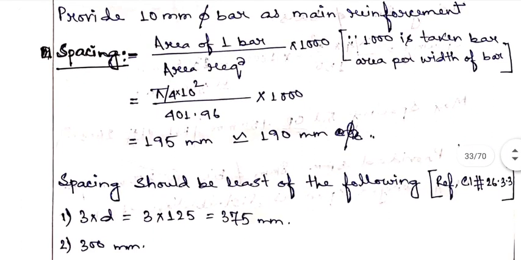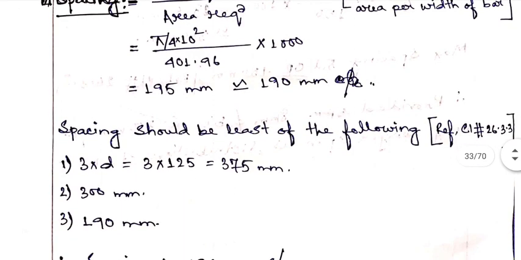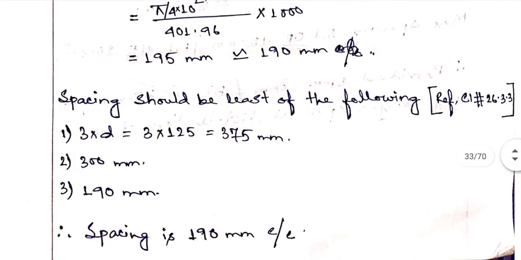Now spacing should be the least of the following, as per clause number 26.3.3: 3 into effective depth, that is equal to 3 into 125, that is 375 mm, or 300 mm, or 190 mm which we got from here. From these three, the least value is 190 mm, so spacing is 190 mm center to center. This criterion is written in clause number 26.3.3. Let's go to the code and check this clause.